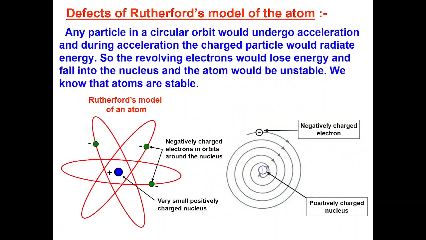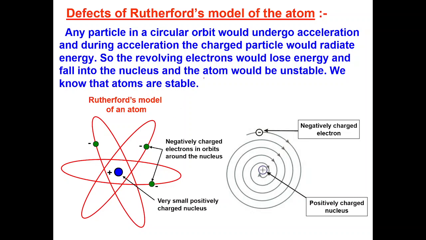Here you can see the model, but there is a defect for this model. Let us see what is the defect or limitation of this model. In Rutherford's atom model, it is supposed that the electrons are revolving around the nucleus, but it is not told exactly where it is revolving. Just some paths were told.